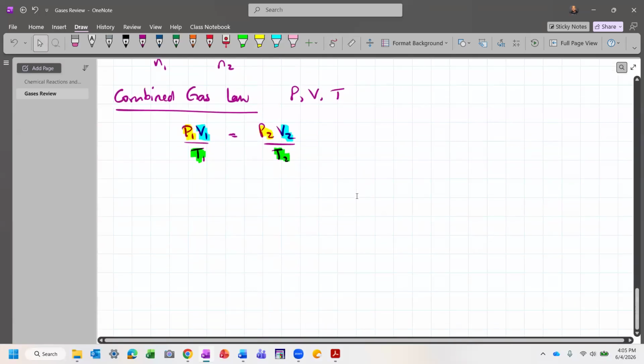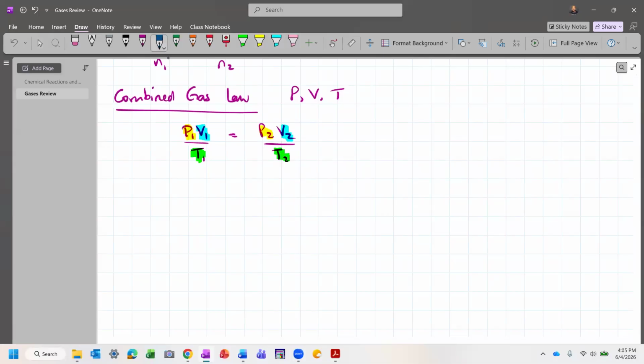There is one gas law that, just like the combined gas law, actually has all of the other gas laws embedded in it, and that is known as the ideal gas law.